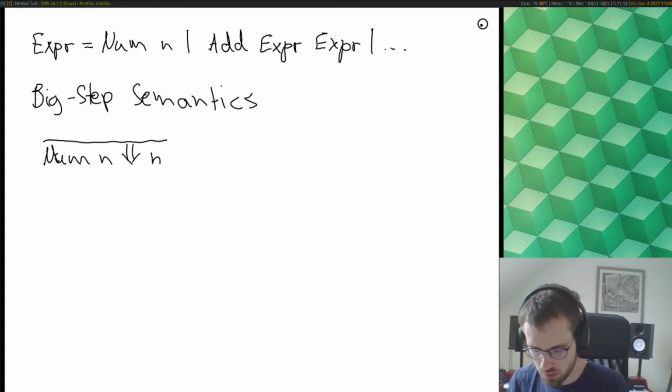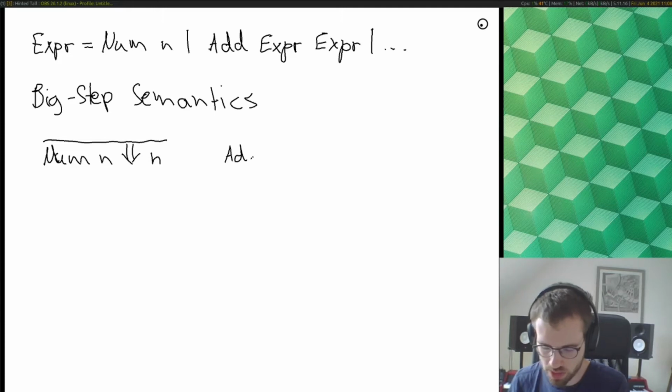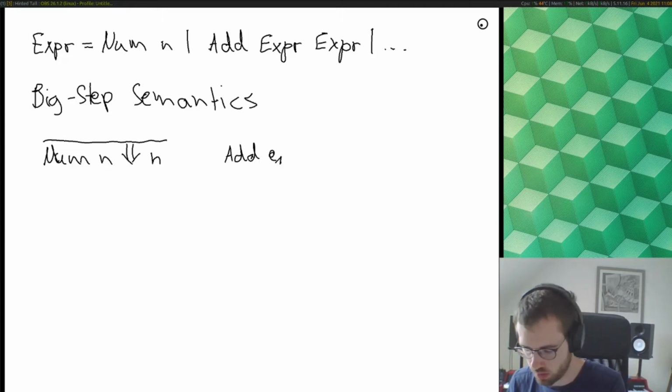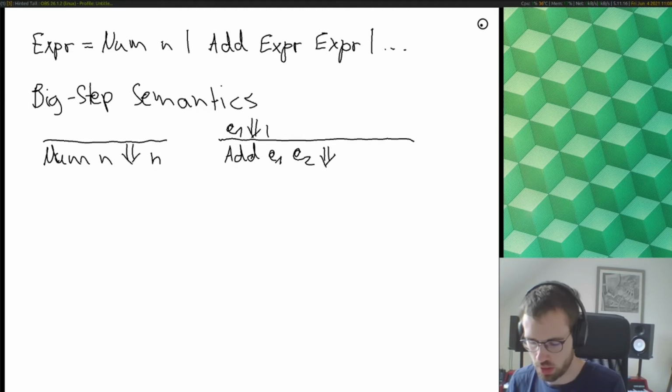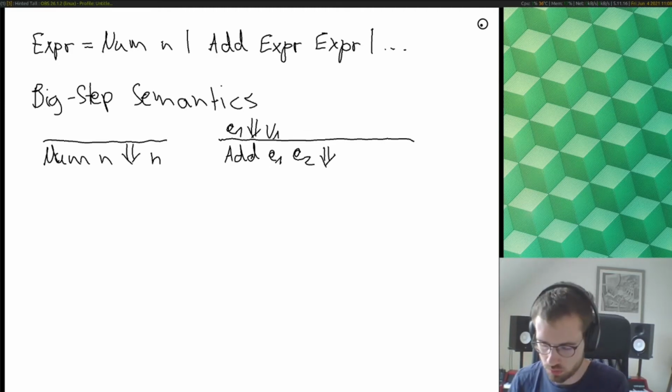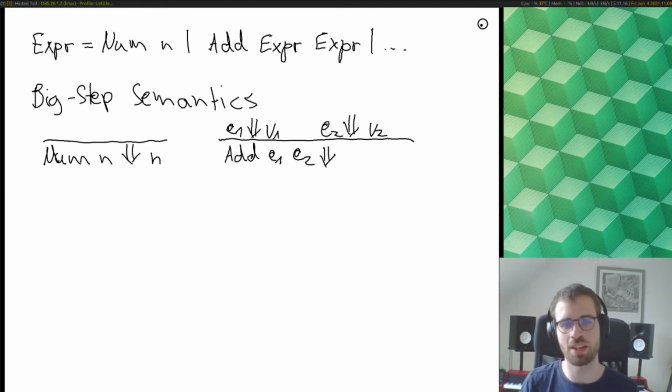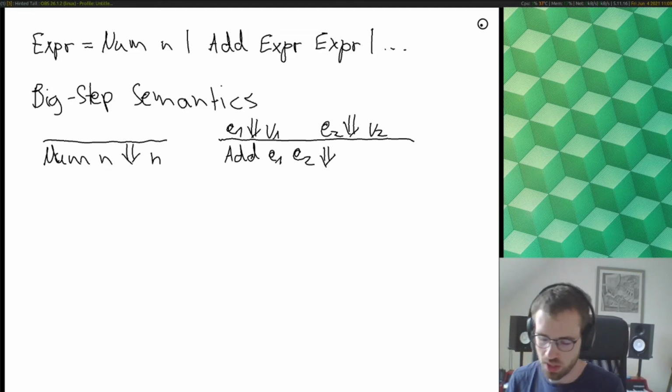For addition, the big step rule would look like this. We have an addition of two sub-expressions e1 and e2. Now we want to evaluate that. For this we have to first evaluate e1 to a value, v1, and we have to evaluate e2 to a value, v2. And then we can check that both v1 and v2 are numbers, and then we just have to add these numbers together: v1 plus v2.